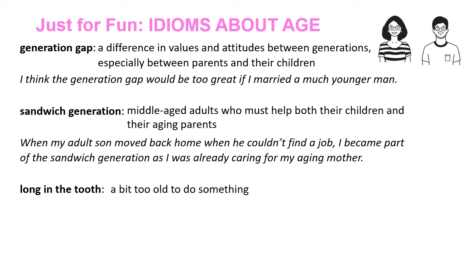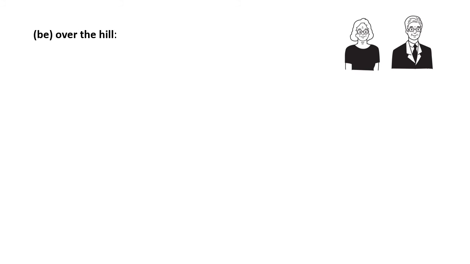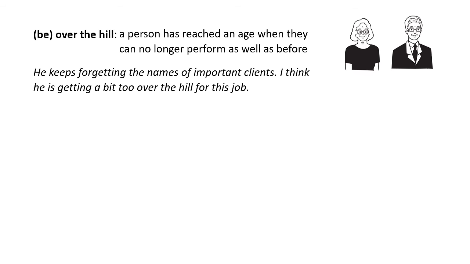Long in the tooth. A bit too old to do something. Seriously? Isn't she a bit too long in the tooth to become a professional dancer? Over the hill. A person has reached an age where they can no longer perform as well as before. He keeps forgetting the names of important clients. I think he's getting a bit too over the hill for this job.